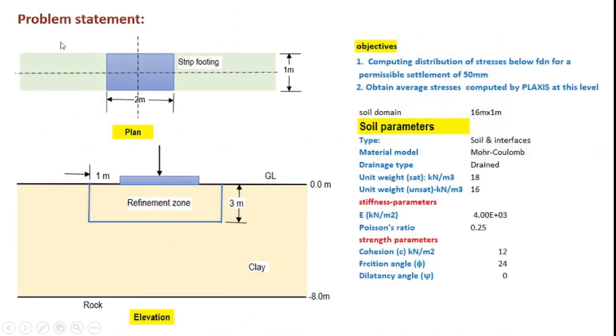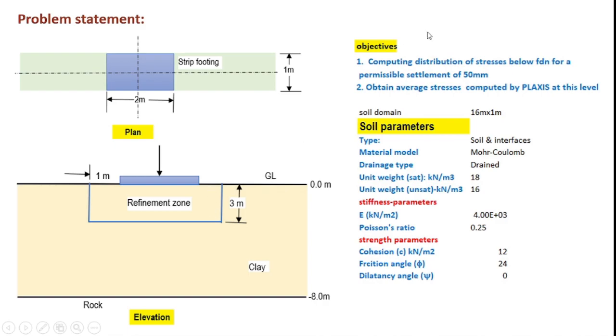In order to explain the computation of the contact pressure distribution, we consider a strip footing. As you can see, the width of the strip footing is 2 meters and we consider only 1 meter length of the footing, that is good enough for us. The strip footing is supported on a clay layer 8 meters deep. And in order to refine the mesh in and around the strip footing, we consider a mesh refinement zone that is 1 meter away from the footing edges and also 3 meters deep.